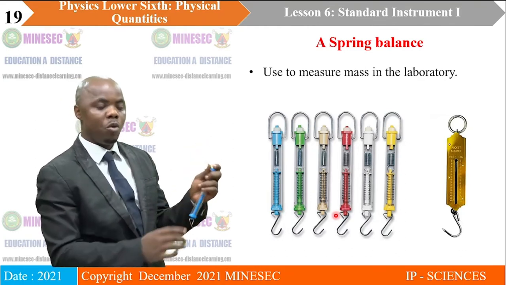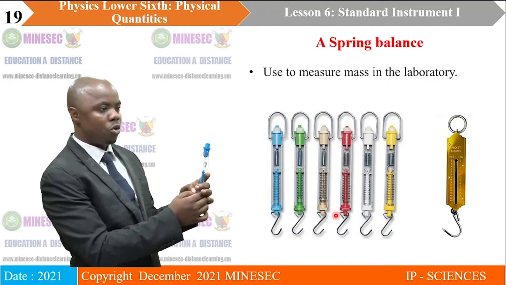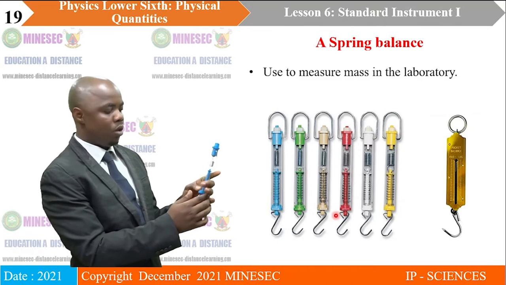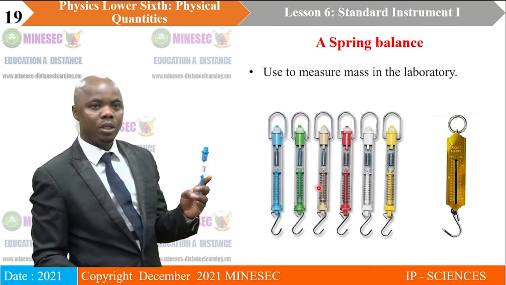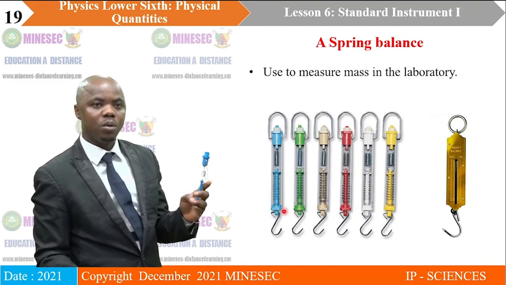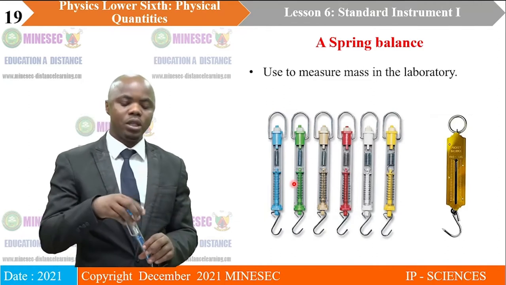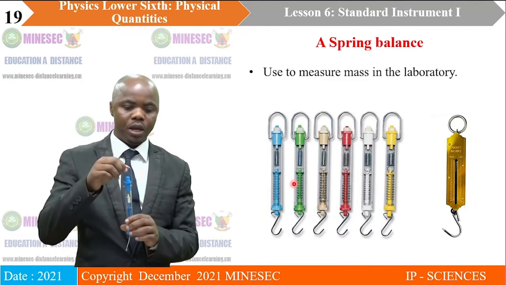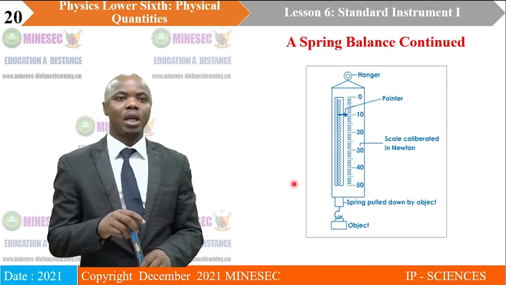All depends. So when you pick a spring balance, first check the maximum rating on it so that you know how to load it. If you see 500 grams, no one loads it with kilograms. So you read the maximum range on the spring balance. It is used to measure mass. This is how it looks in the laboratory, a diagram of the spring balance and how it works.